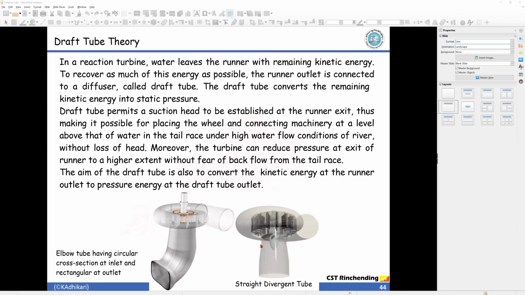Okay, there is a Kaplan turbine, and this is the conical shaped draft tube, and here is the elbow shaped one, where the inlet section is circular and the outlet section is rectangular. There are other types also, but let's discuss only these two. Now let's define some of the terms and also discuss the efficiency of the draft tube.